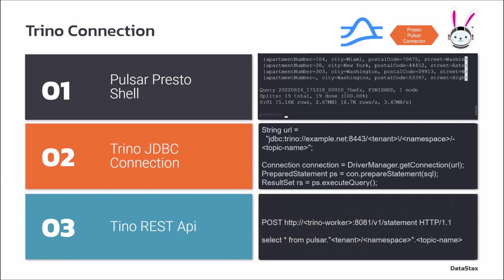Alternatively, if you don't have that option, then there's a REST API, and your Trino cluster has an interface for just doing RESTful commands. So you can do something like post to the cluster select star from topic, and it will give you back a big, long JSON document with the results.